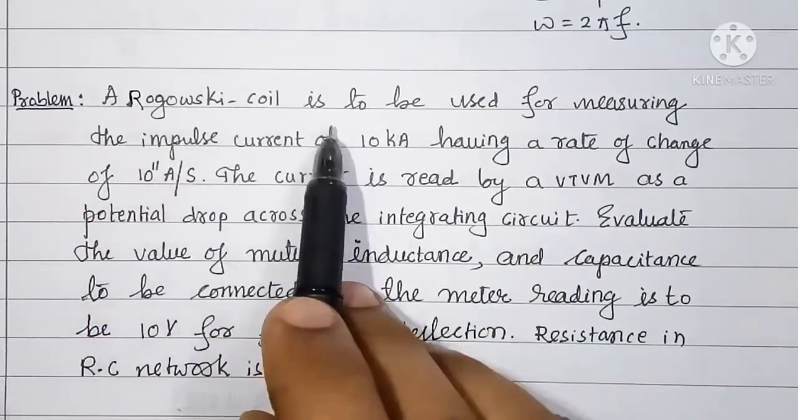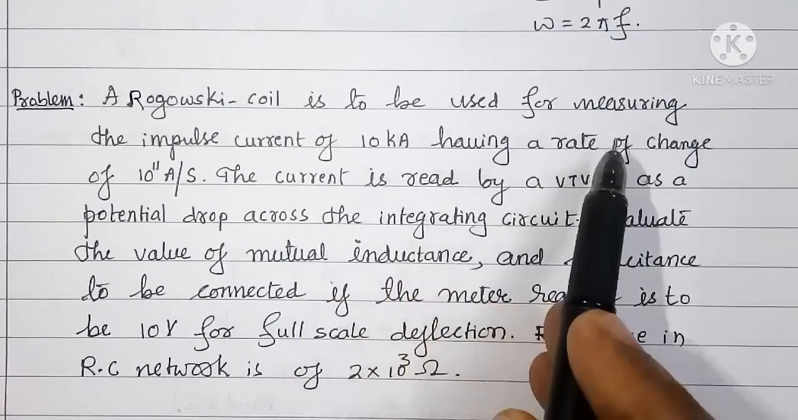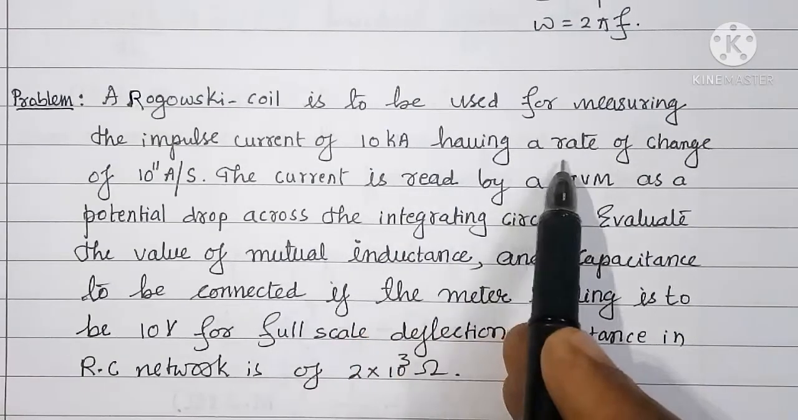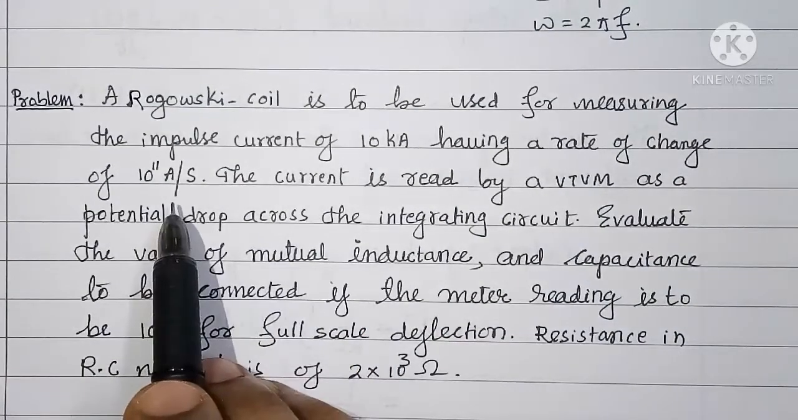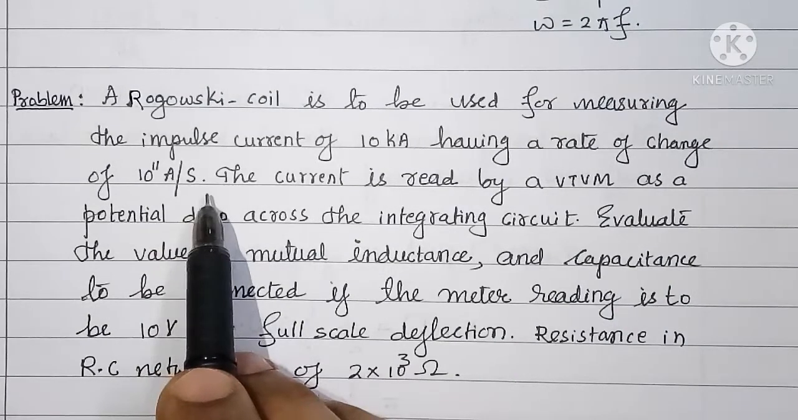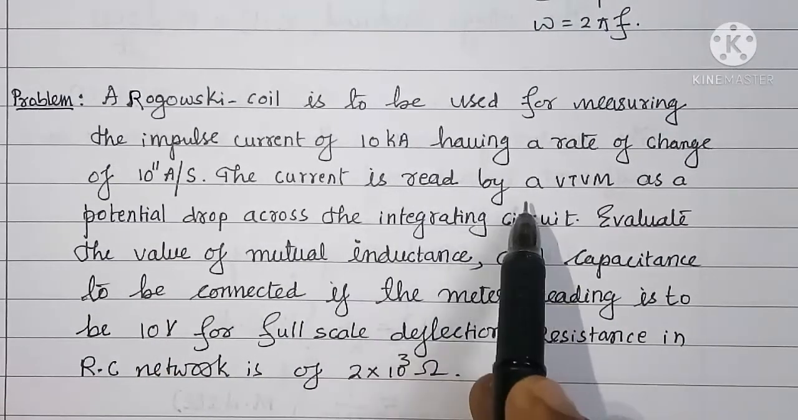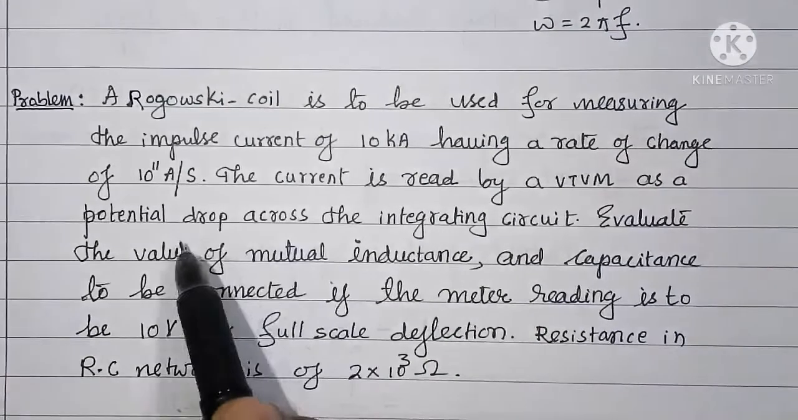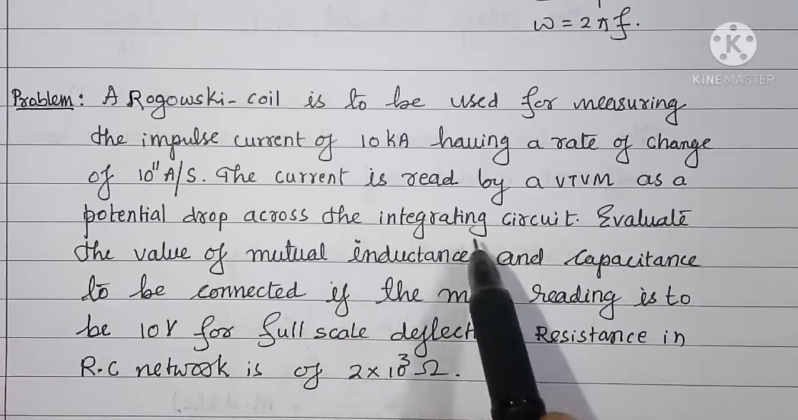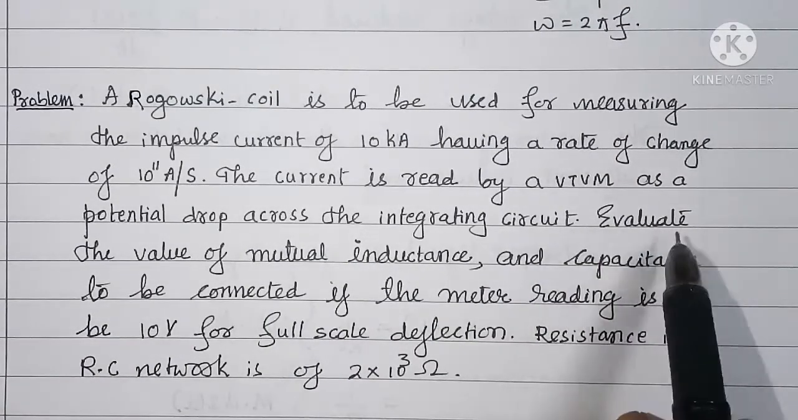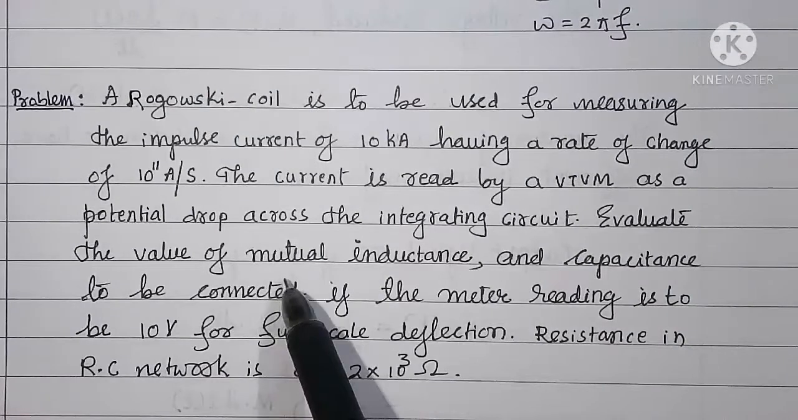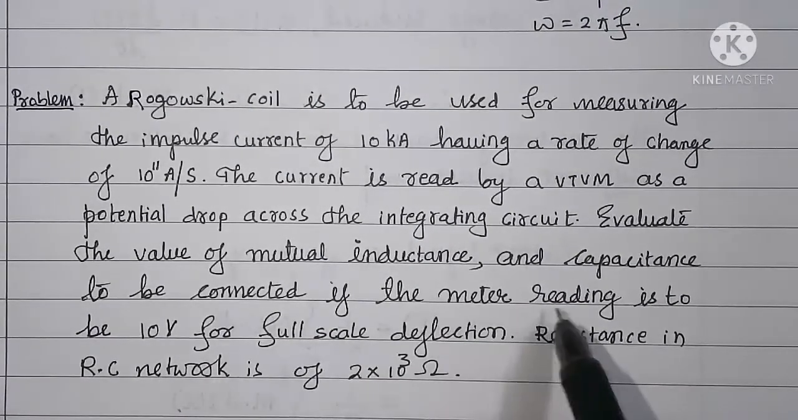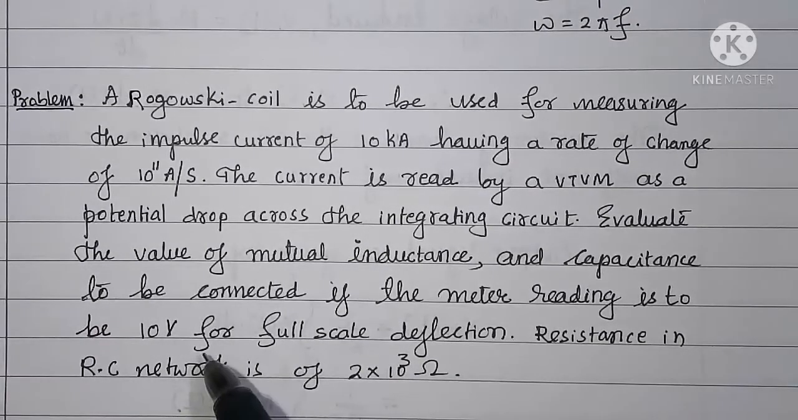A Rogowski coil is to be used for measuring the impulse current of 10 kiloampere having a rate of change of 10 raised to 11 amperes per second. The current is read by a VTVM, that is vacuum tube voltmeter, as a potential drop across the integrating circuit. Evaluate the value of mutual inductance and capacitance to be connected if the meter reading is to be 10 volt.